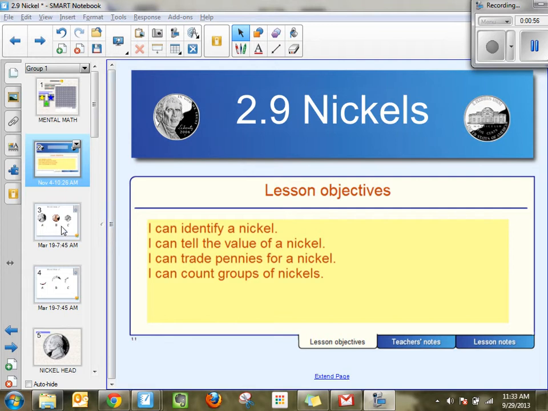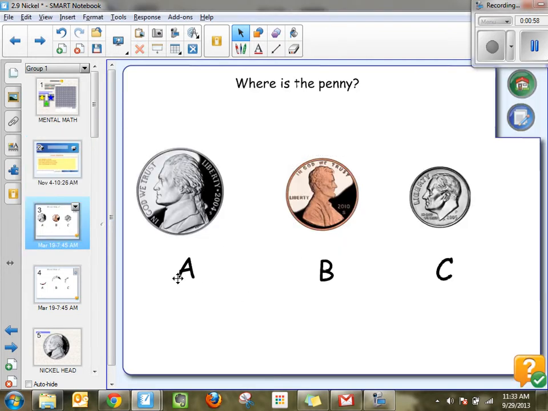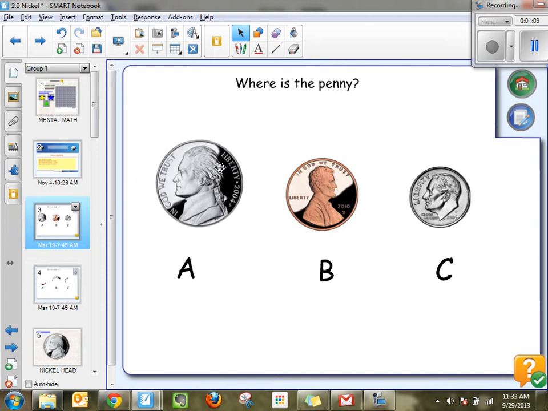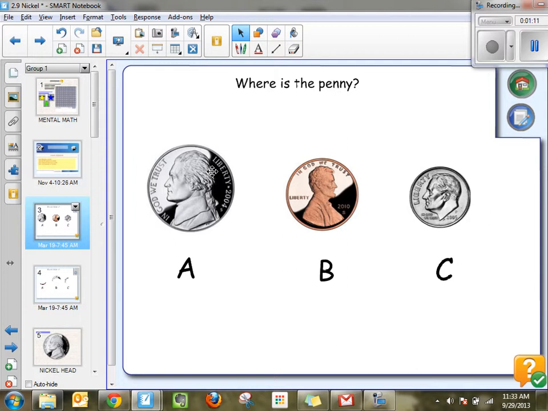First thing, just like we did the other day, see if you can tell me which letter is underneath a nickel. Let's see what you know. If you don't know, that's okay, but think about which one. Is it A, is it B, is it C? Which one is a nickel? If you said A, you're correct. This is actually a nickel.